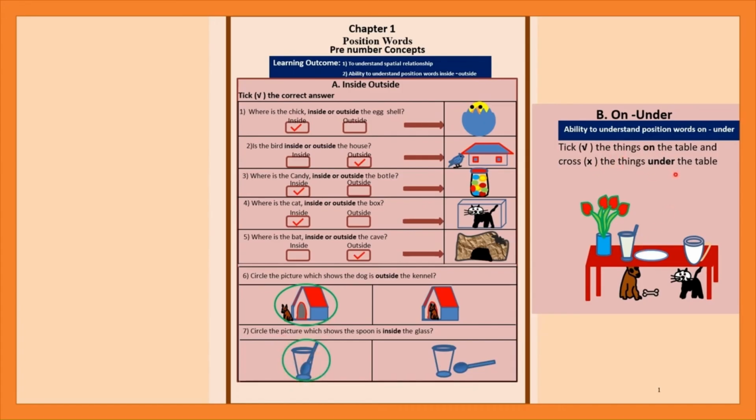Here there is another type of question. You have to tick the things that are on the table and cross the things under the table. All the things that are on the table, and cross all the things under the table.